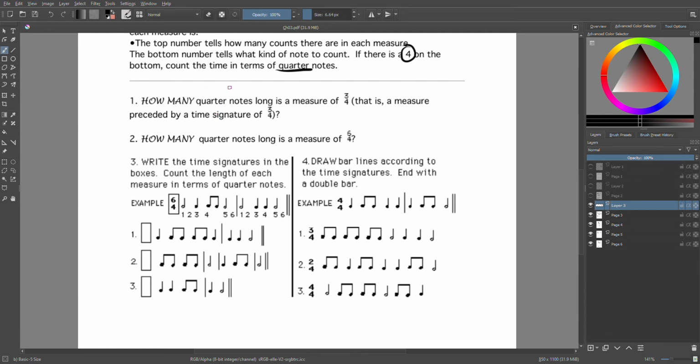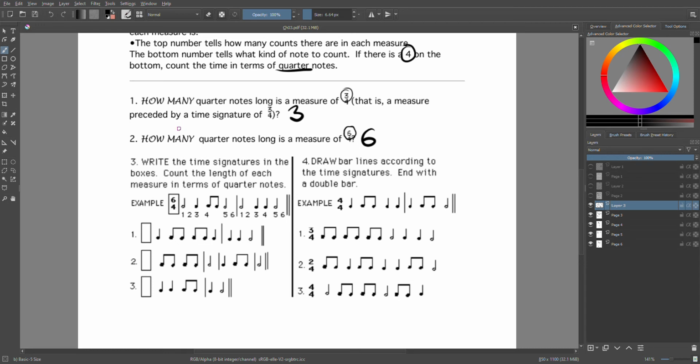So, how many quarter notes long is a measure of 3, 4? We know the 4 means we're counting the quarter notes, so we need to figure out how many quarter notes. The top number tells you how many. There's a 3 at the top, therefore 3. We have 3 quarter notes long in a measure of 3, 4. Now let's take a look at a measure of 6, 4. Again, 4 is on the bottom, that means a quarter note's being counted. 6 is on the top, that means 6 quarter notes in a measure.